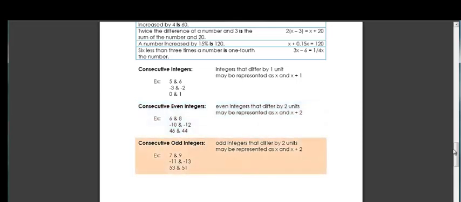The last type is consecutive odd integers. These are exactly like consecutive even integers, only these are your odd numbers. So these are 7 and 9, negative 11 and negative 13, 53 and 51. These are odd integers that differ by 2 units, and they may be represented as x and x plus 2.